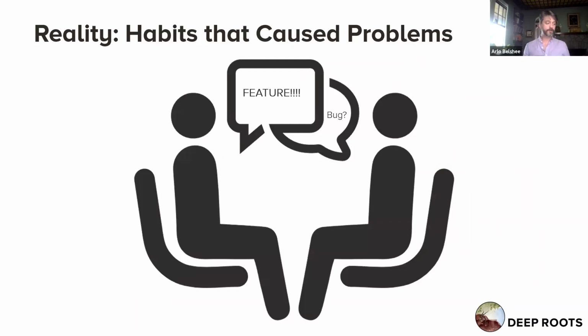That's not all. There's another dose of reality. And that is the habits. And of course, this habit here is one that we're all very familiar with. Should we do a bug? No, feature. And yes, that one happened a little.